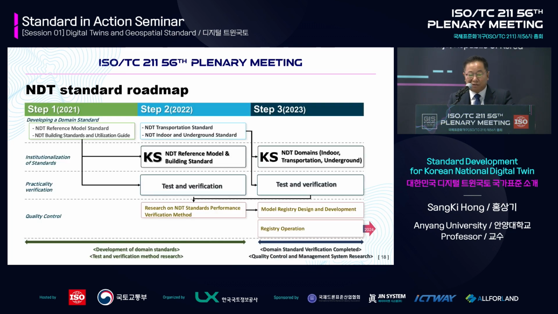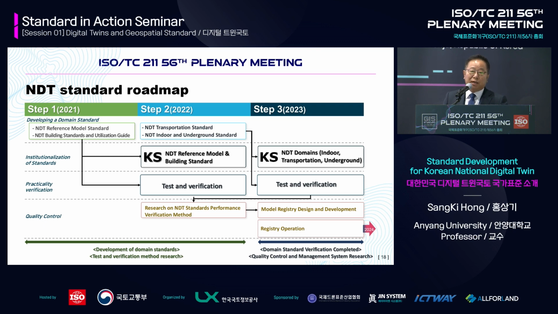And finally, this is the roadmap that we are using. Two years ago, we started building the reference model standard and some standards on building. Then we expanded it to transportation, indoor, underground, and terrain, and also started verifying that the standards are actually correct and working. So test and verification are being done. And this year, we are putting them into the national standard. It takes some time to get into the Korean standard, KS, national standard, and we also still do the test and verification. Then we have management issues.